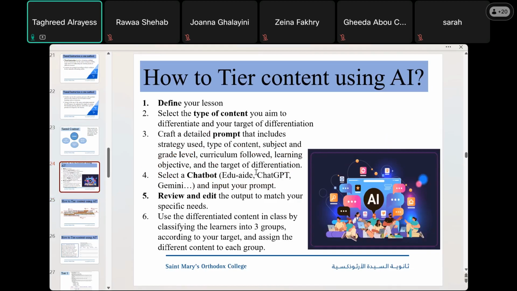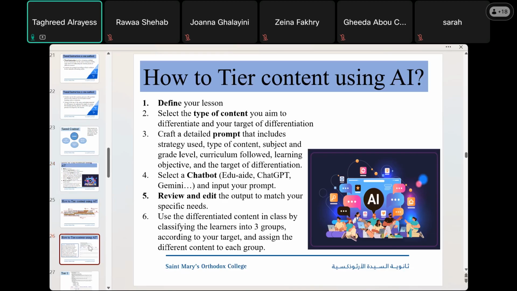Then after I crafted my prompt, I select a chatbot. We can choose any chatbot of our choice and input the prompt. Then when we receive the output, we review and edit the material so that it matches our specific needs. And here we reach the practical part. After I have different versions of the content that matches my target, now I classify the learners in my classroom accordingly, and I give each group of learners the content that matches their needs.